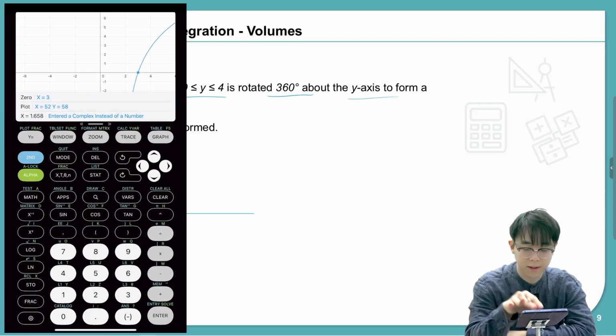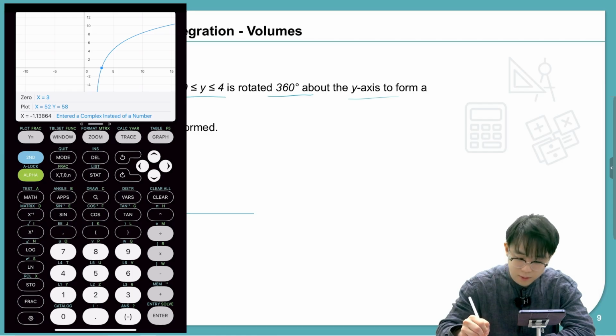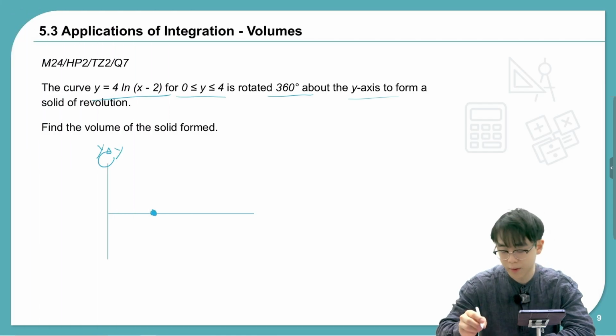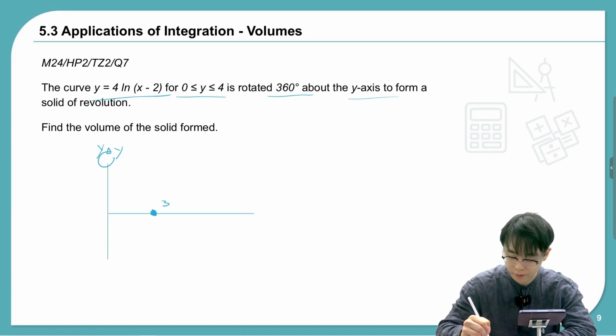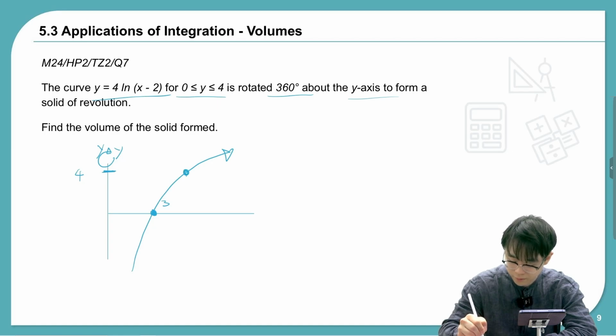If you were to plot this on our calculators, I think we get a graph that looks something like this. So when x is 3, y is going to equal 0, and then we have a logarithmic relationship. And when y is 4, x would have to be some value right here.